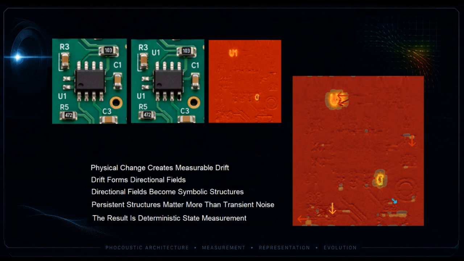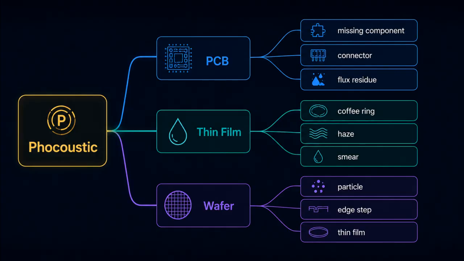Before discussing the algorithms, patents, or implementation details, consider a simple question. If a physical change occurs, can that change be measured before it becomes obvious to a human observer? That question became the starting point for the Phocoustic architecture. The examples shown throughout this presentation span multiple physical domains, including printed circuit boards, thin films, and semiconductor wafers. Traditional machine vision systems often require separate datasets, retraining cycles, or specialized models as inspection objectives change.